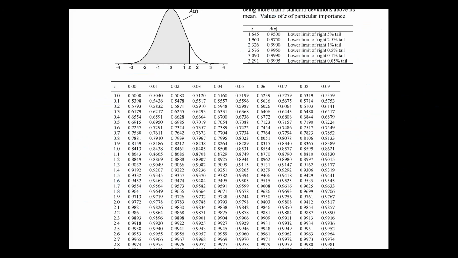Back to the concept. So we have known that our critical value is 1.96. Our critical value is 1.96. So how do you test the hypothesis?